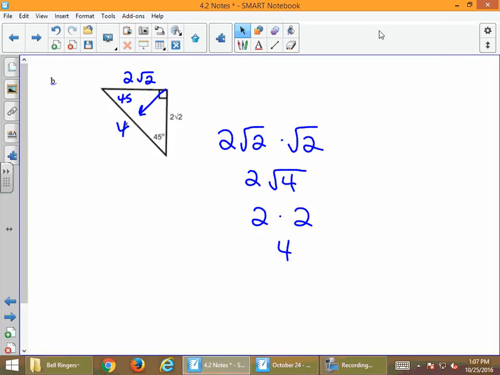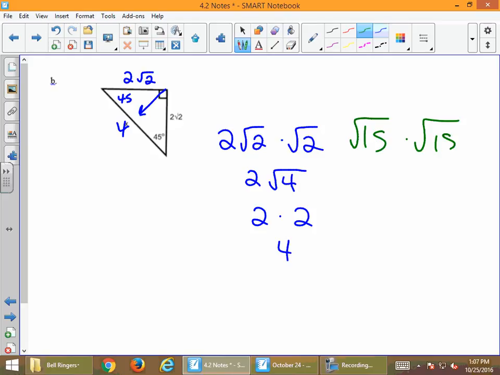Watch this one. If I said radical 15 times radical 15, do you know what the answer will be without doing any of the work? If I know that I'm multiplying the same exact radical times itself, it's just going to be whatever's inside that radical. It just cancels away. So it won't be 30? It would not be 30 because that would be adding together. The square root of 225 is 15. So there's your answer.